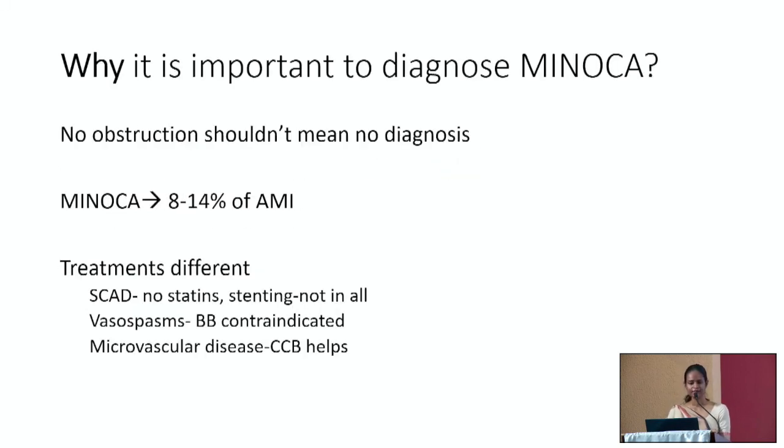So then why is it important to diagnose MINOCA? No obstruction shouldn't mean no diagnosis. MINOCA accounts for 8 to 14%, a significant percentage, of acute myocardial infarction. And the treatment is mostly cause-targeted. For spontaneous coronary artery dissection, for example, we do not start statins and we do not stent, because there's a chance of spontaneous healing. And for vasospasm, we usually do not give beta blockers. And for microvascular disease, usually for vasospastic angina, calcium channel blockers help. So treatment is different, so diagnosis is important.